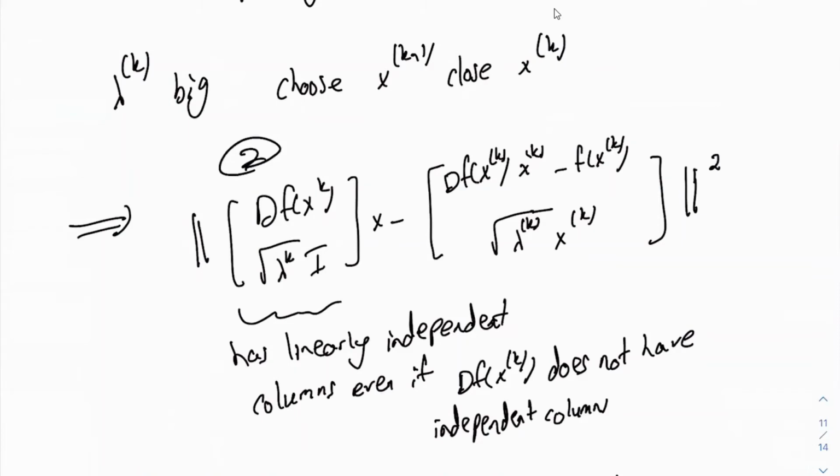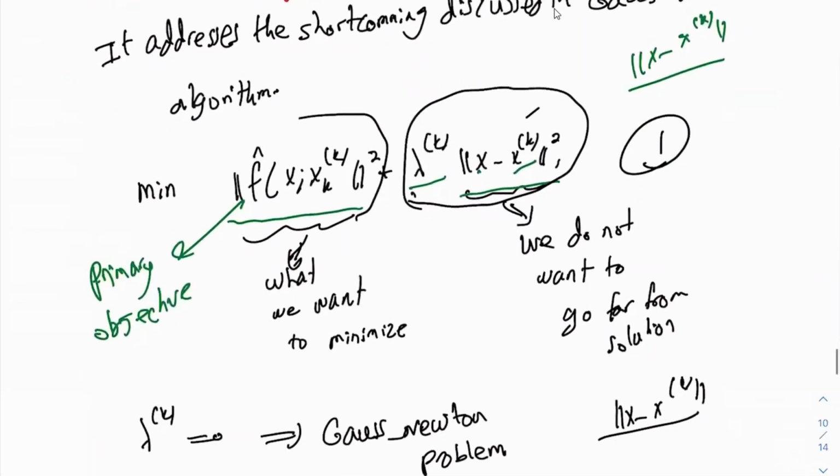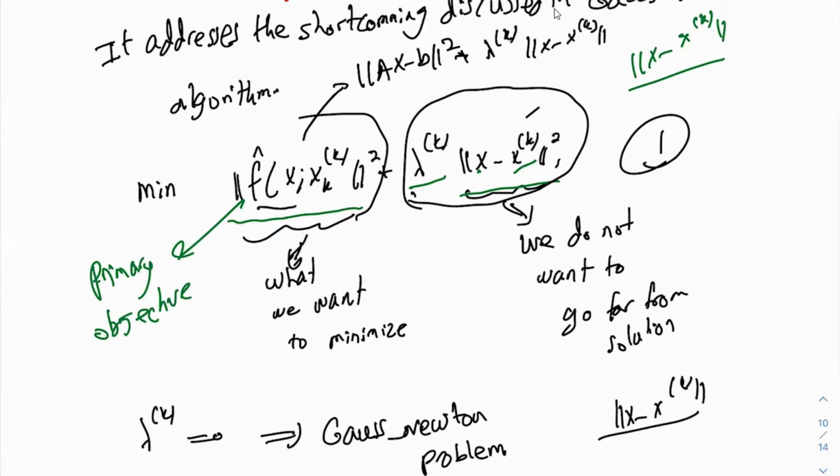Well, after you find the affine approximation, right? So let's see. I want to write this one as Ax minus b. This is exactly Ax minus b, because this is the affine approximation. This is not the original nonlinear least square, right? Plus lambda k times the norm of x minus x of k squared. Okay, good.